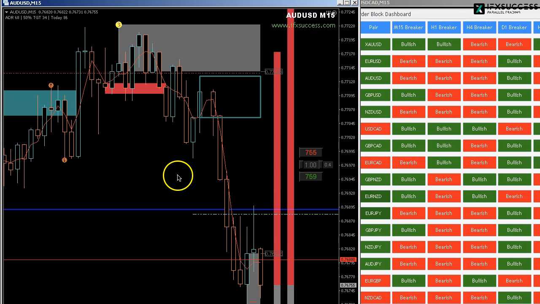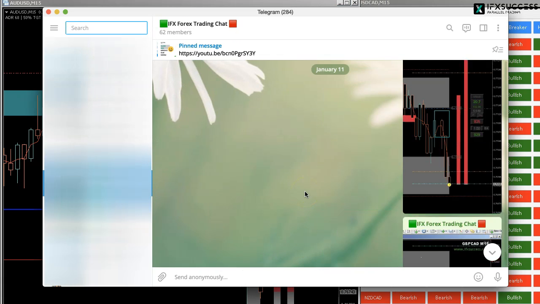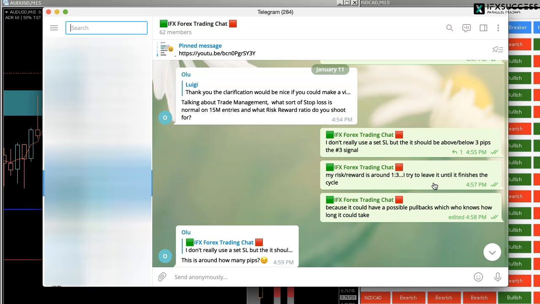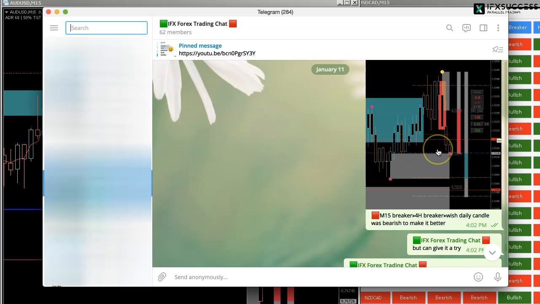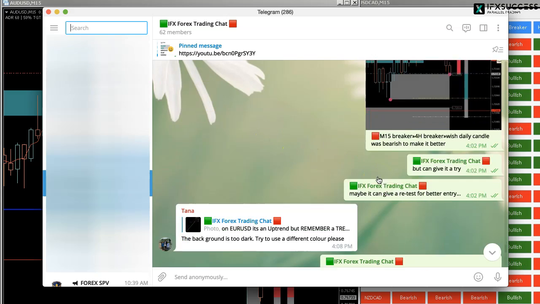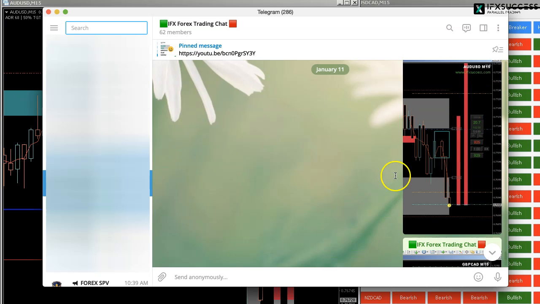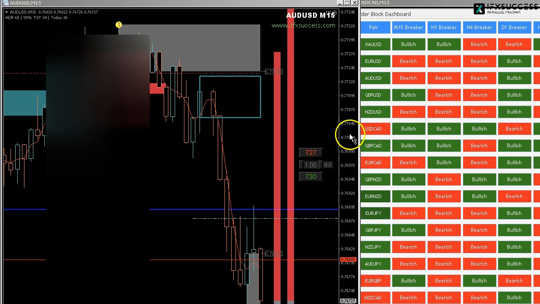So I got on a 15-minute. I got in over here, and I got out with 30 pips on that. I can show you the trade on the Telegram that I entered on that pair right over here. I showed that I entered earlier, right over here, and that's pretty much it. Then I got out with 20 pips, and then with 30 pips, and obviously it just kept on going lower.